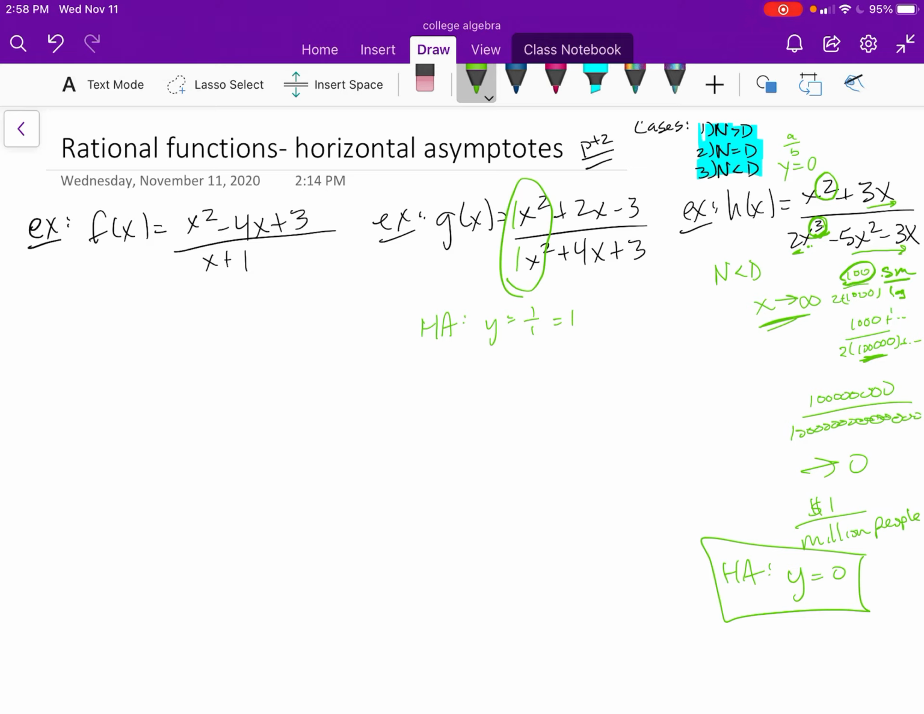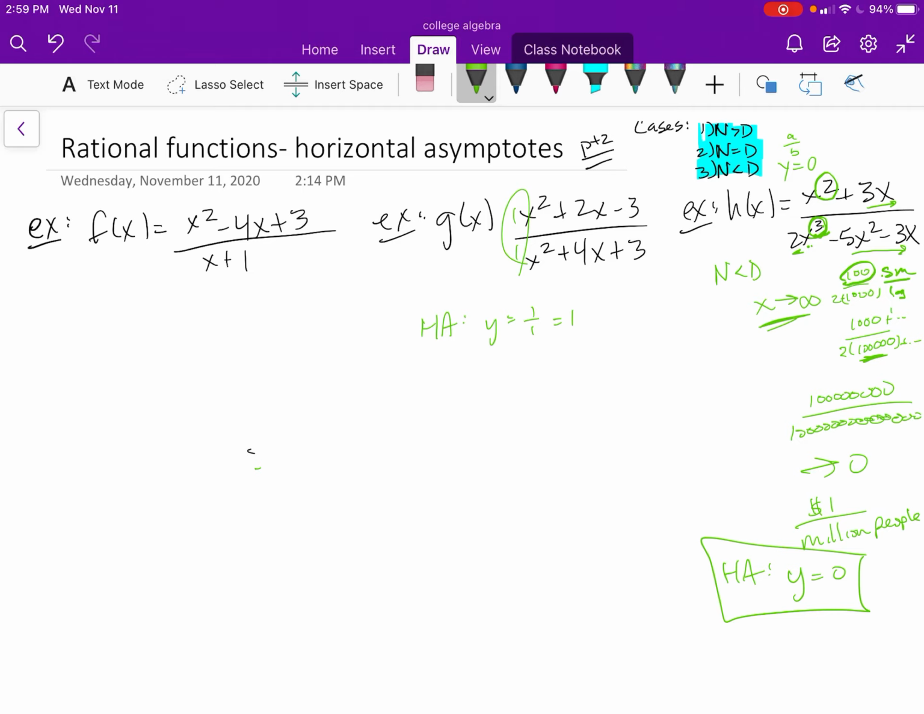If this problem changed a bit, like say I had 4x squared in the numerator and just x squared in the denominator, then the horizontal asymptote would be 4. If I had 4x squared with stuff and then 3x squared with stuff, then the horizontal asymptote would be 4 over 3. All right? You just take the leading terms and you divide their coefficients if the degrees are equal. Alrighty, so we had 1 over 1. Horizontal asymptote is 1. Easy case.